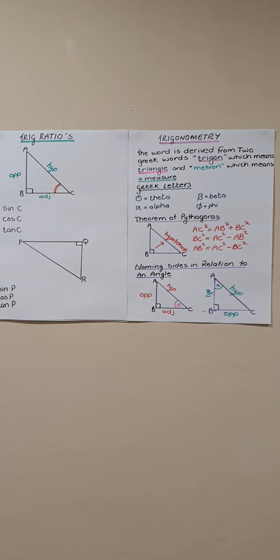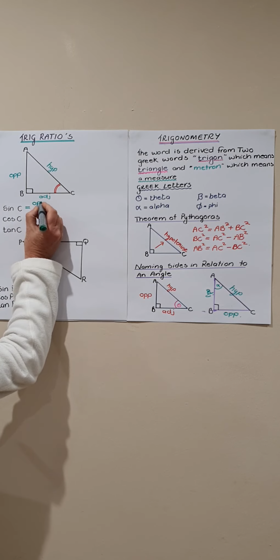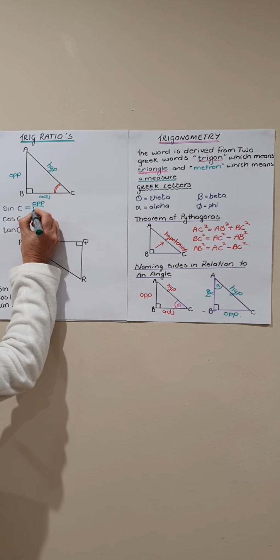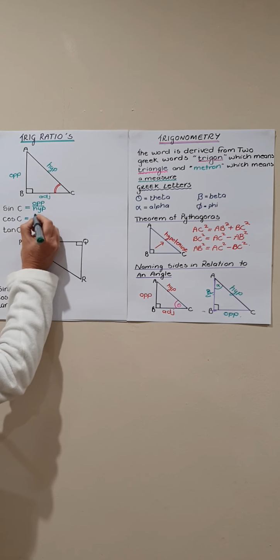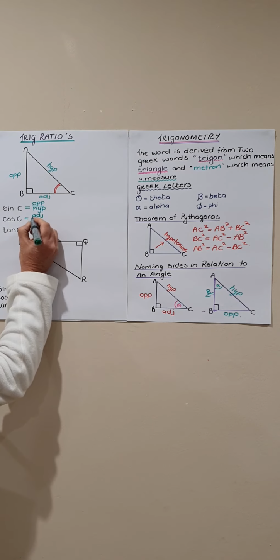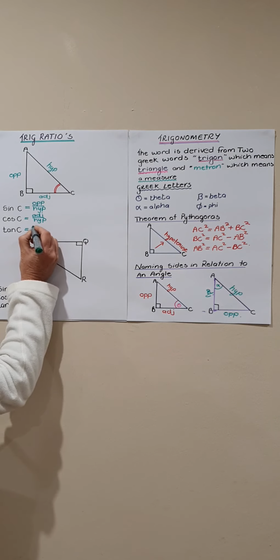Okay, now we have three trig ratios or trig functions, which we call them, and they are sine, cos, and tan. Not sin, sine, cos, and tan. Now for sine, the sine of C is going to be the opposite over the hypotenuse. And cos is always the adjacent over hypotenuse. And tan is always opposite over adjacent.